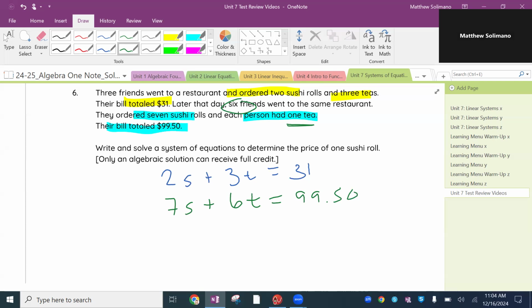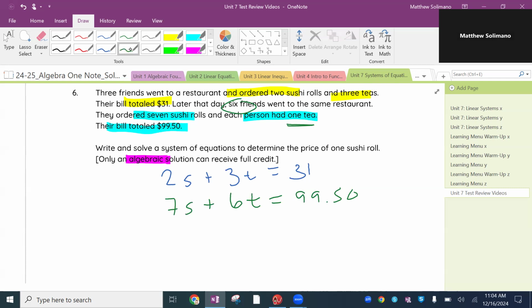Now there's a couple ways to solve a system of equations, right? Algebraically. So we can't graph this one. We got to use algebra. It says algebra right here. So we could use elimination or substitution. I always like to use elimination. I think it's easier. So I'm going to try to eliminate something.